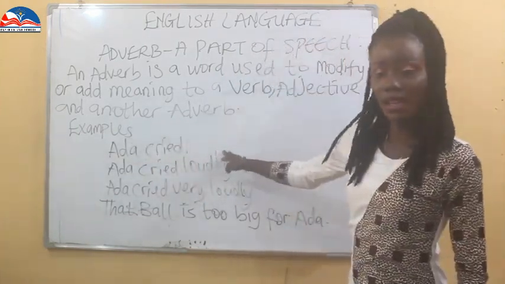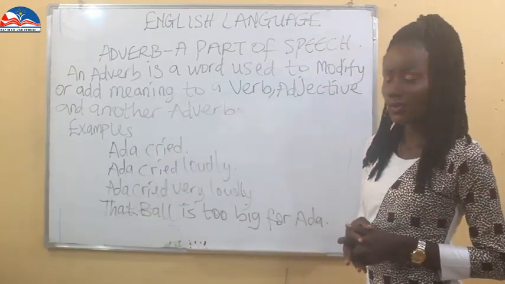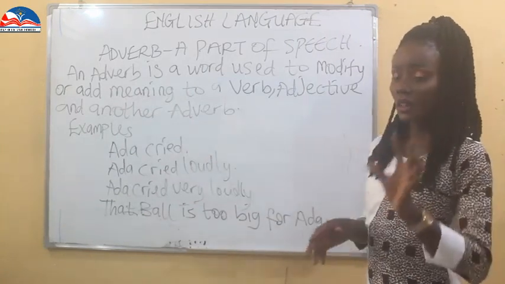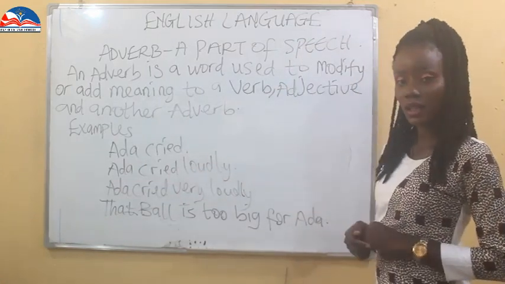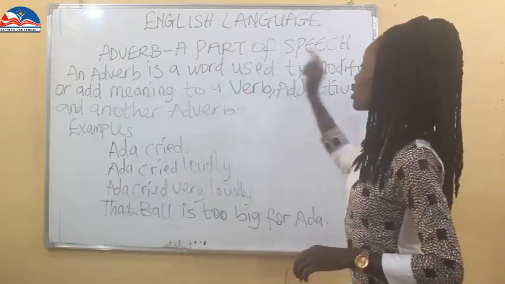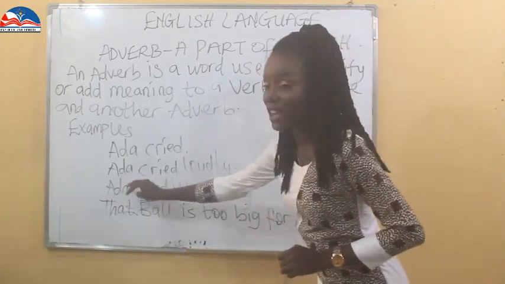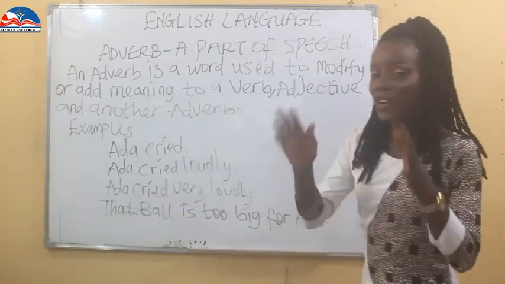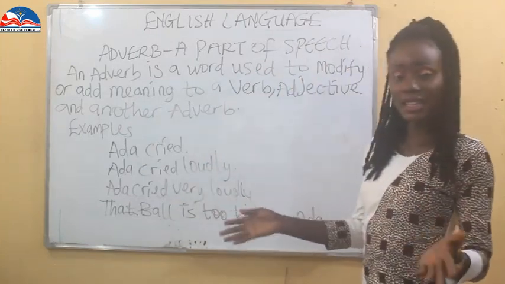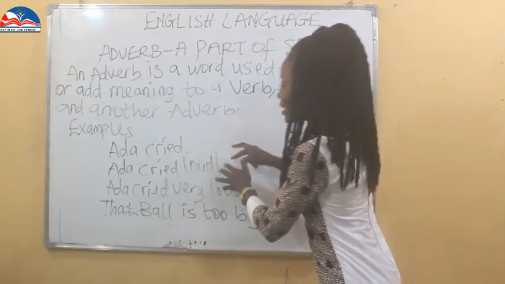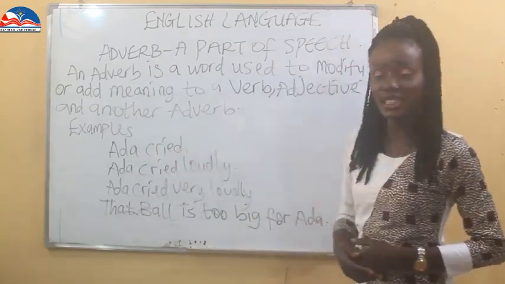Ada cried. Ada cried. Cried is what? Cried is a verb. Then let's move to the second example. Ada cried loudly. They said an adverb is a word used to modify a verb. So in the second example, Ada cried. Cried is the verb. Loudly is the adverb.